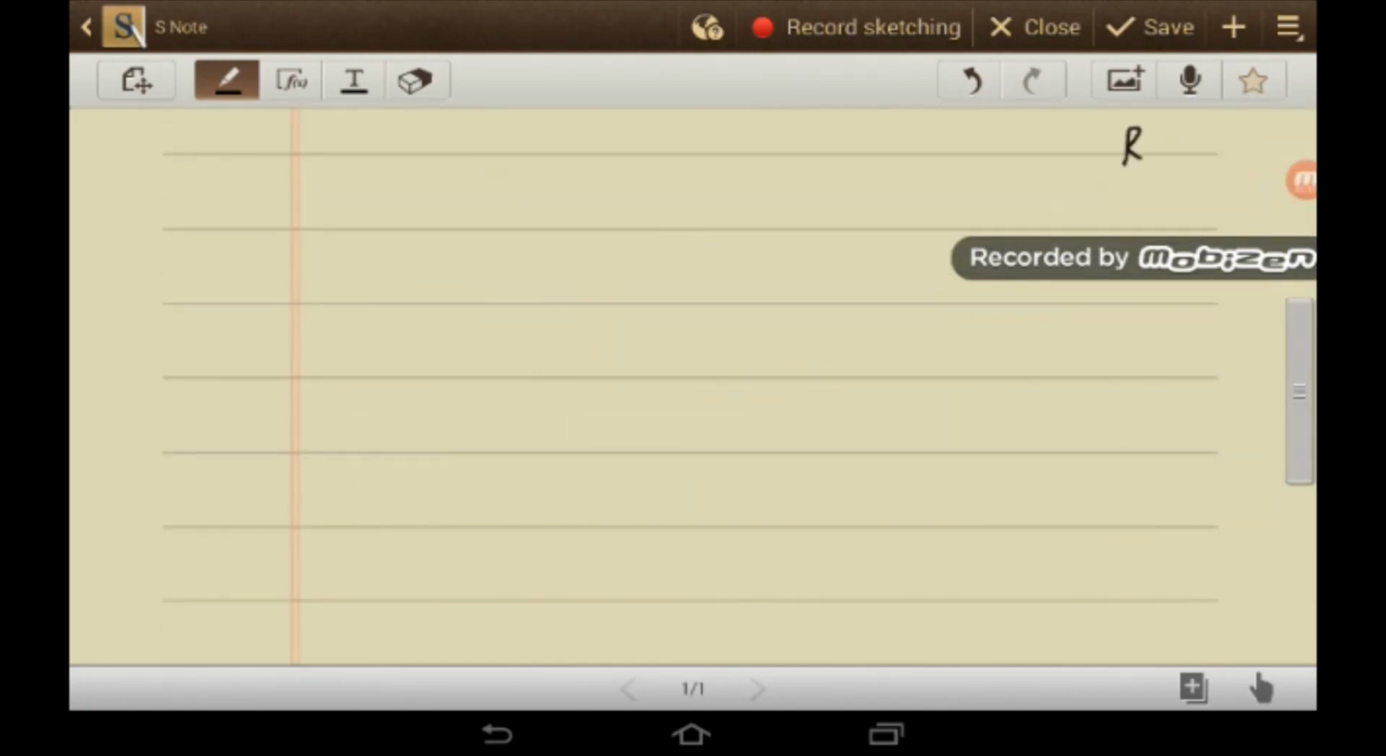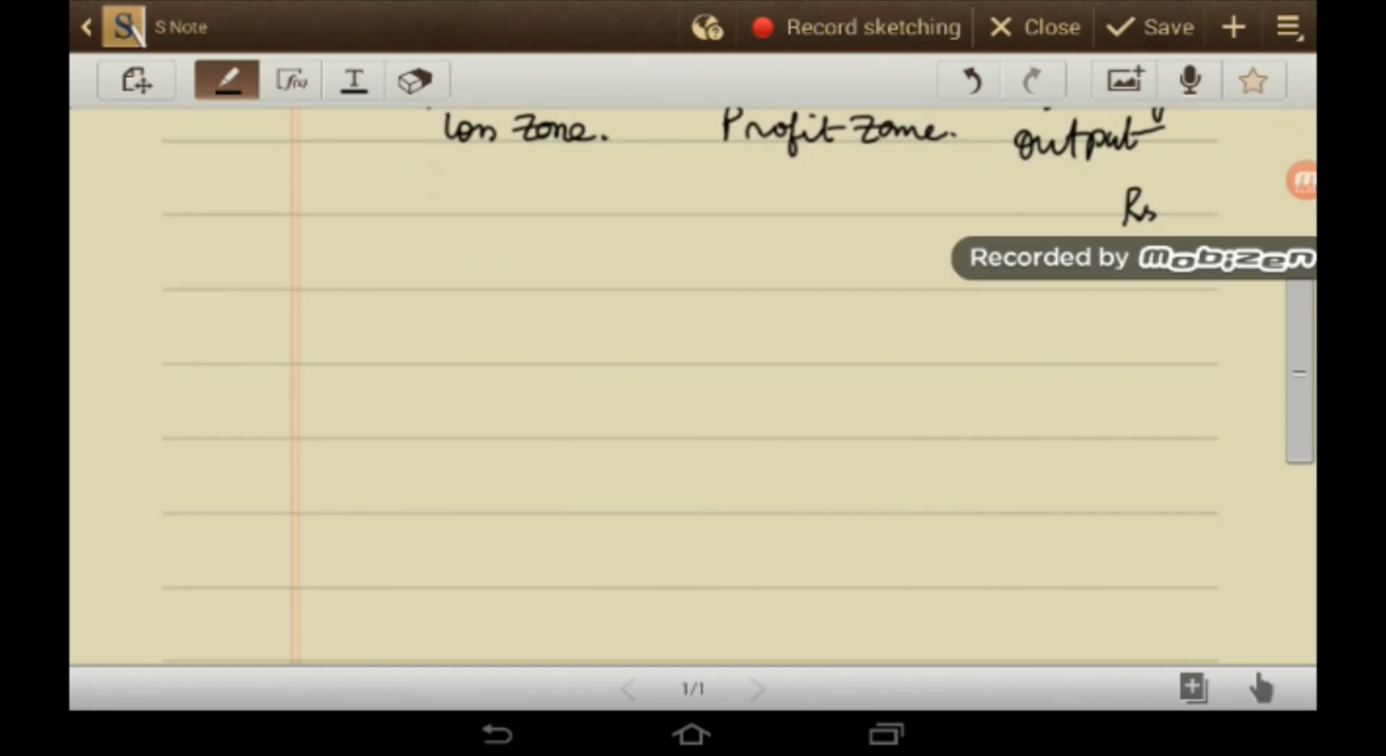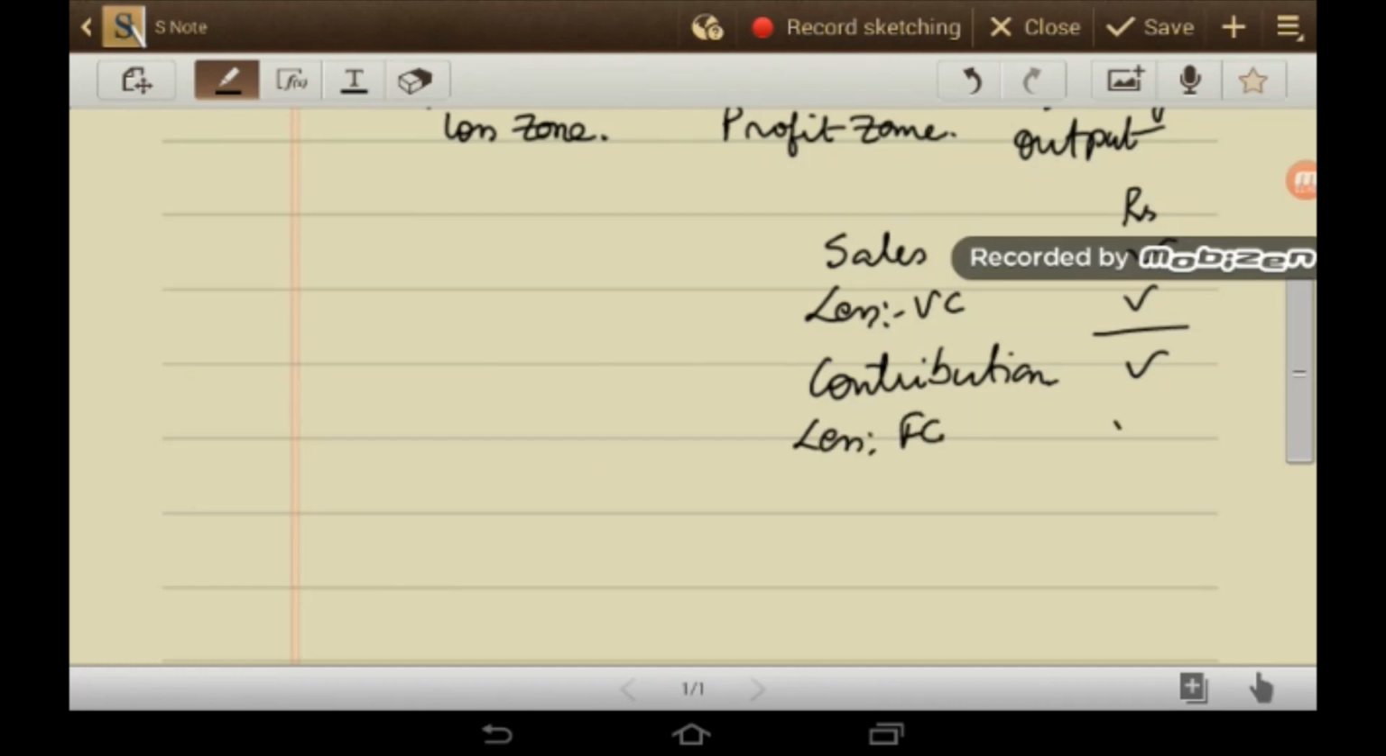Now let us discuss the income statement. Sales less variable cost gives contribution, less fixed cost gives the profit. Now I discuss all the formulas, and while solving one problem we will discuss in detail the meaning of each.